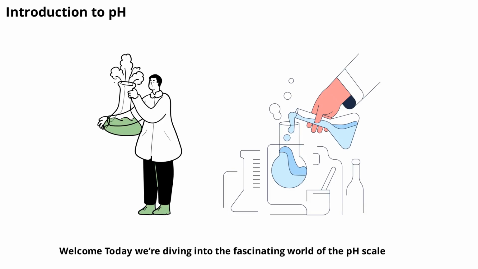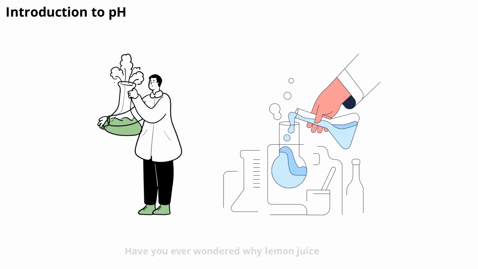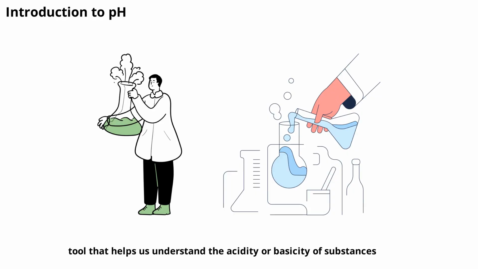Welcome! Today we're diving into the fascinating world of the pH scale. Have you ever wondered why lemon juice tastes sour or why soap feels slippery? The answer lies in the pH scale, a simple yet powerful tool that helps us understand the acidity or basicity of substances. Whether you're mixing ingredients in your kitchen or conducting experiments in a lab, knowing about pH is essential.